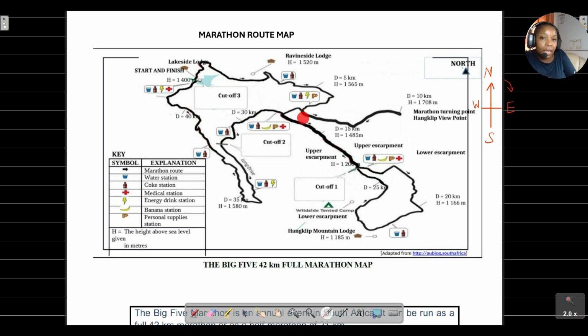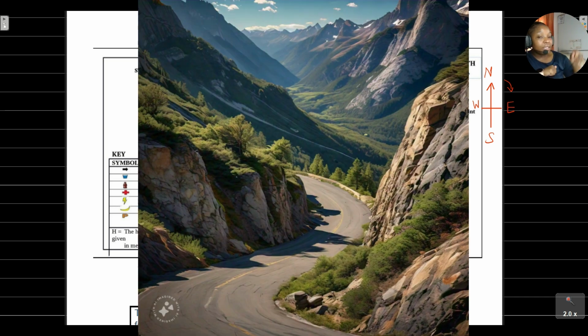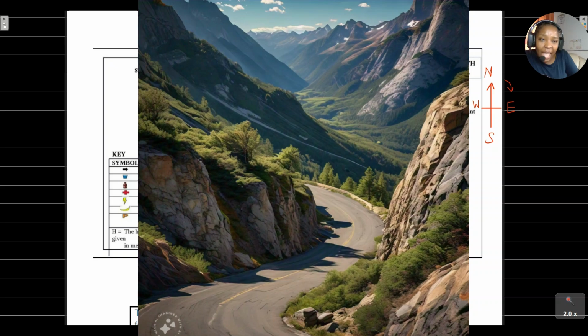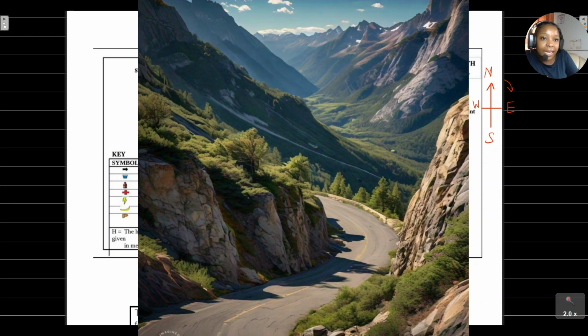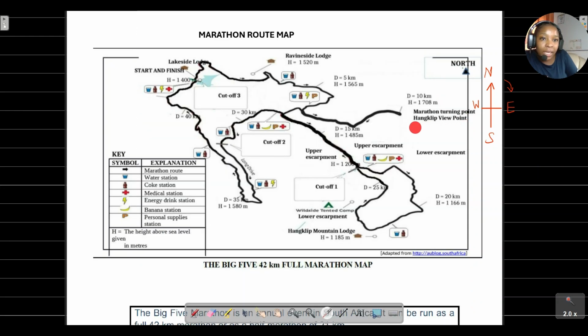So continuing along this route, we see that at this point we've traveled 10 kilometers, because the D is 10 kilometers. And now the height above sea level at that point is 1,708. Do you see that it's getting a bit steeper, steeper, steeper, right? And then they're telling us that here is the marathon turning point, the Handclip viewpoint.